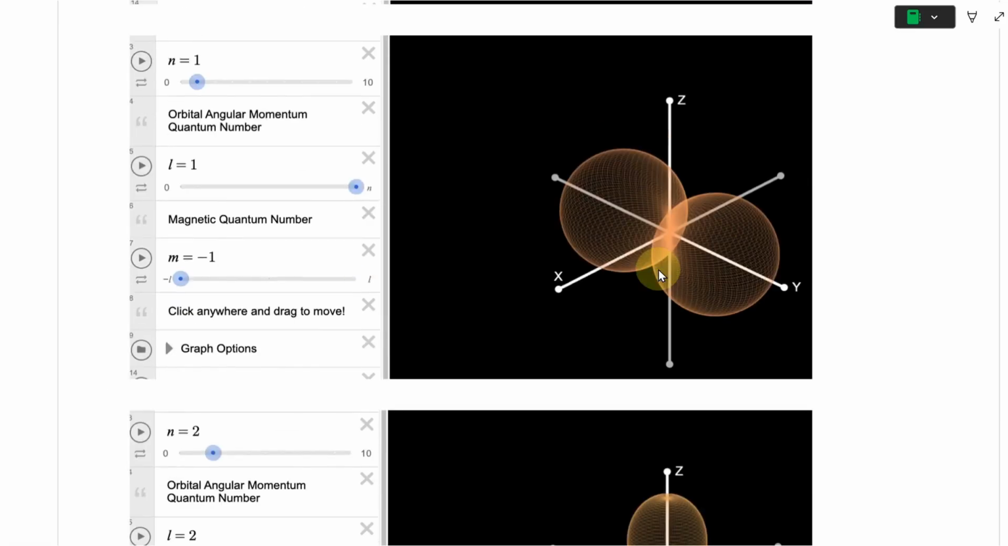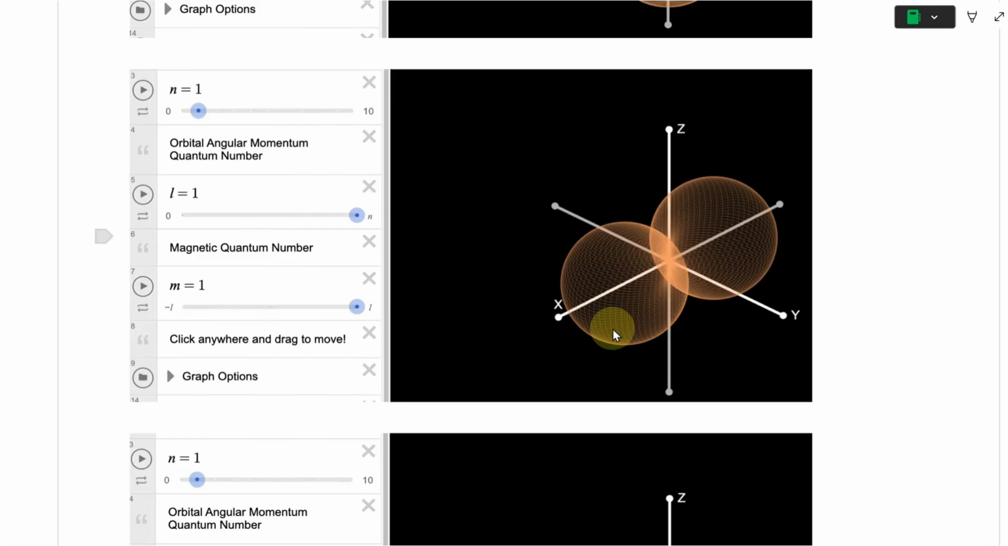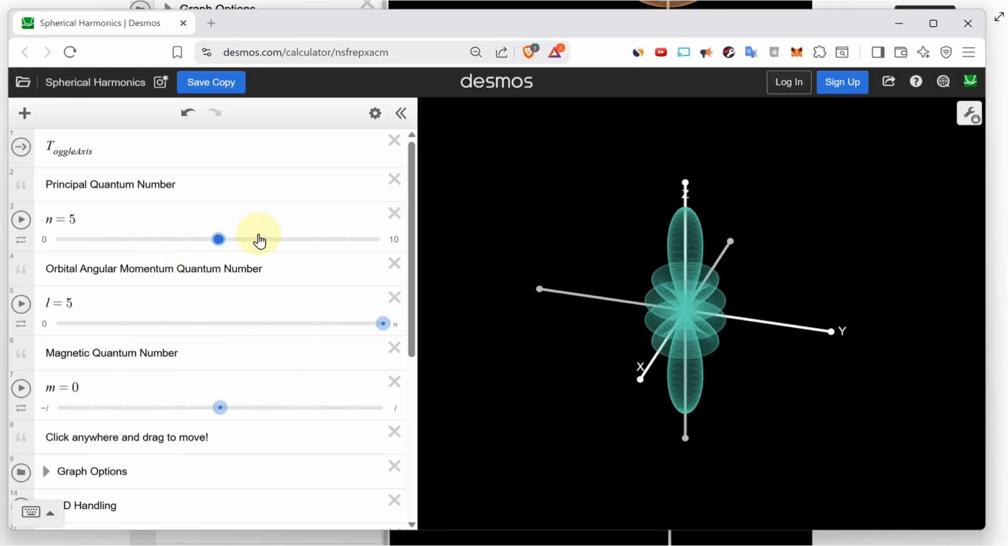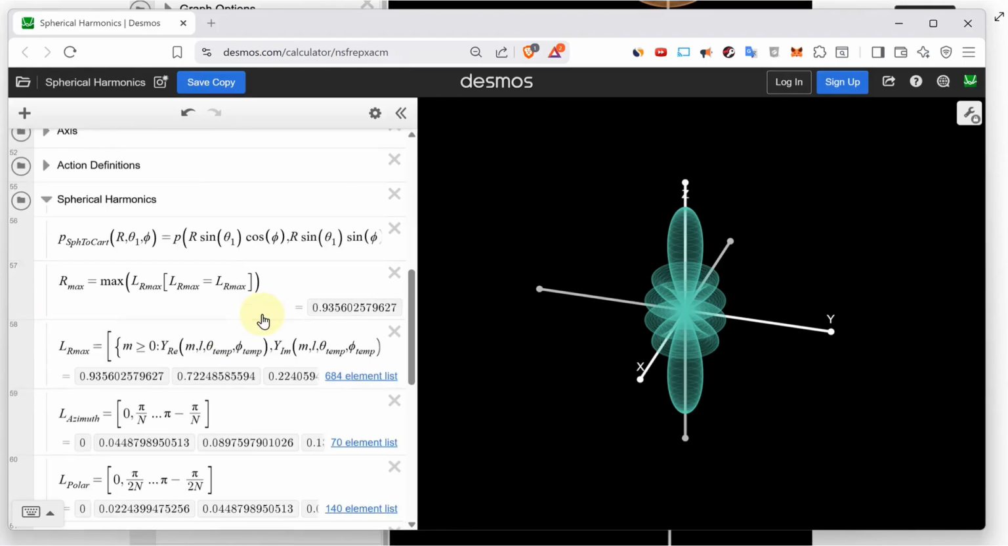So it's not just a simple rotation as in this one here. So that's pretty fast. Let's go back into the graph and see what we can come across. Again, here's the principal quantum number. Let's change it, but before that, again, you can click the spherical harmonics. You can see a whole lot of stuff they're doing.